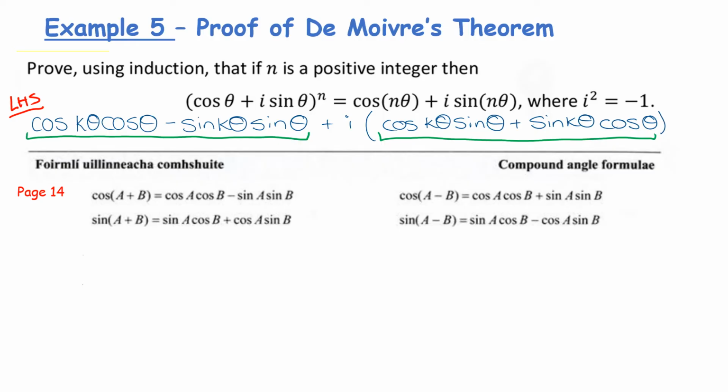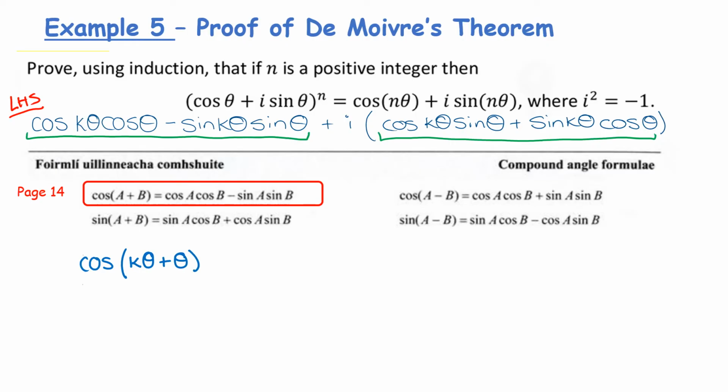So what we're actually looking at is this one here. So that actually becomes the cos of a plus b. So that's going to be k theta plus theta. So that's what that boils down to, plus i. So now we look at the second one. Now this one's a little bit trickier because I have a cos and then a sine, and then a sine and then a cos. There's a plus between them, but really what we're looking at is this one here.